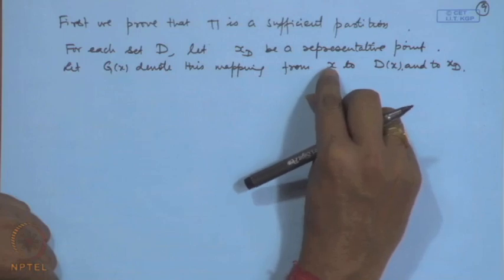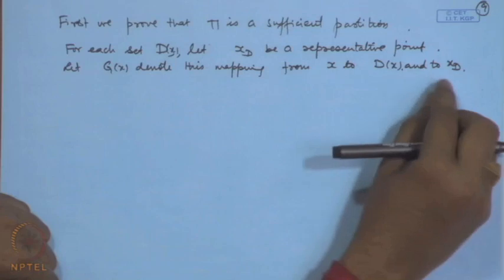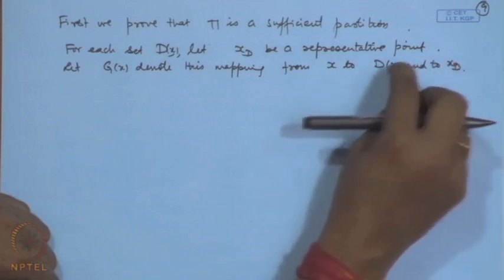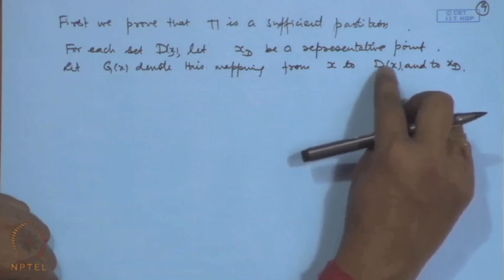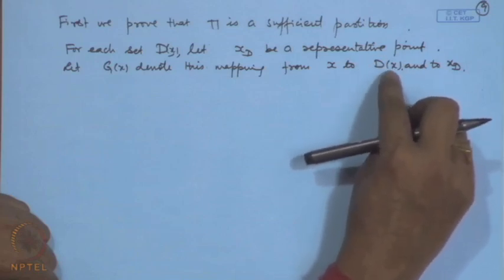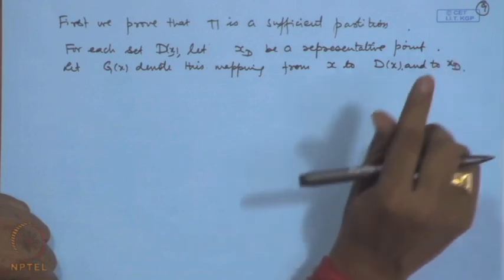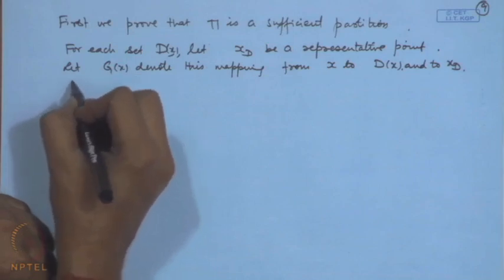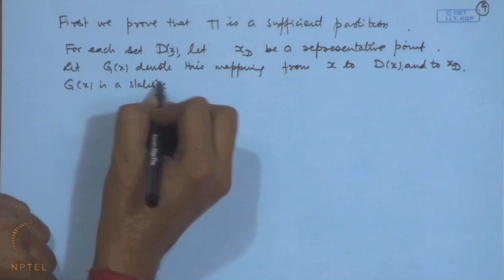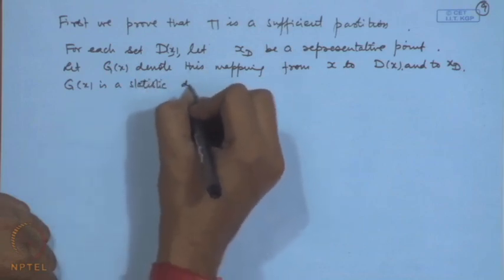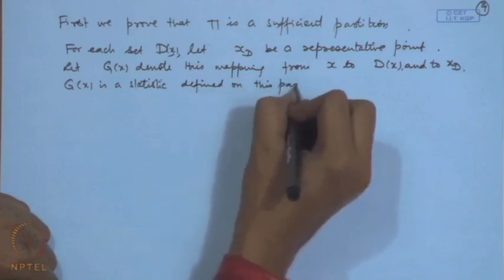So, for a given point x we have the set D(x) and then I am choosing a representative point x_D of that set. That means, in this set D(x) all the points are equivalent to each other and I specify one point x_D there. So, g(x) is a statistic defined on this partition.